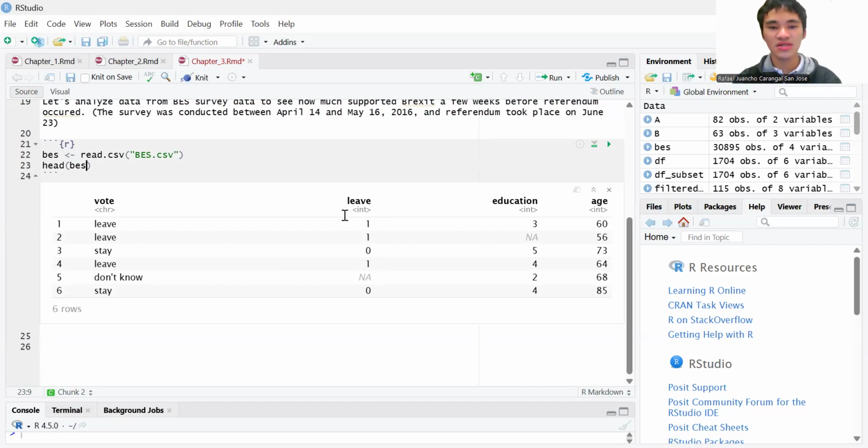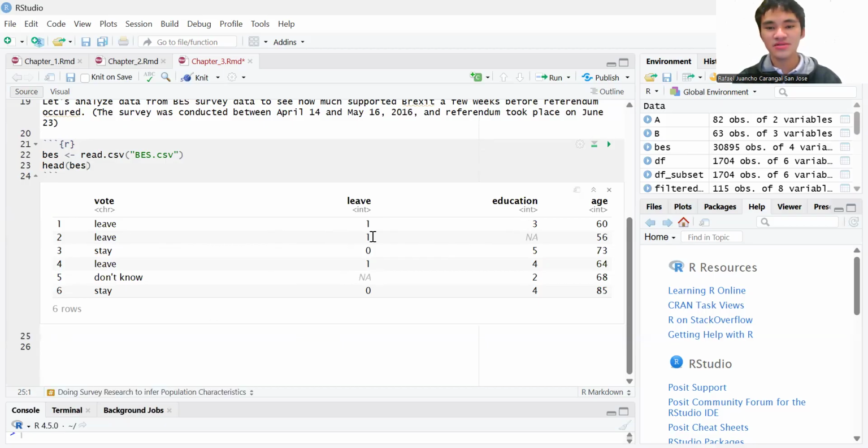Oh, these are the same. These two columns are the same, vote and leave. They just made it 1 and 0. 1 for leave, 0 for stay. Don't know is NA. And then we have education. I wonder what those mean.